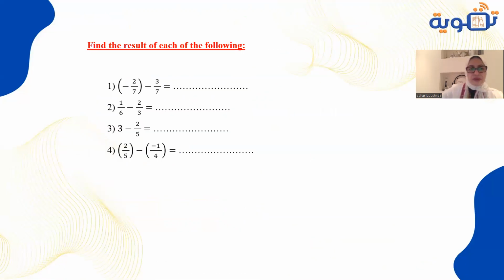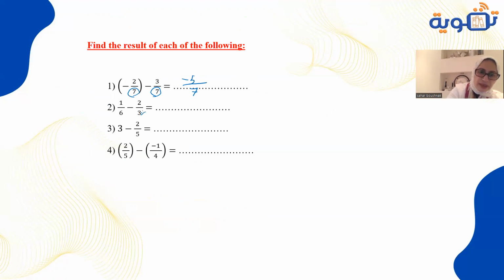Let's do these examples. Negative 2 over 7 minus 3 over 7. Because they have the same denominator, it's easy for me to add them directly. So I'll keep the denominator as it is. Negative 2, negative 3 will give me negative 5, and it's in the simplest form.